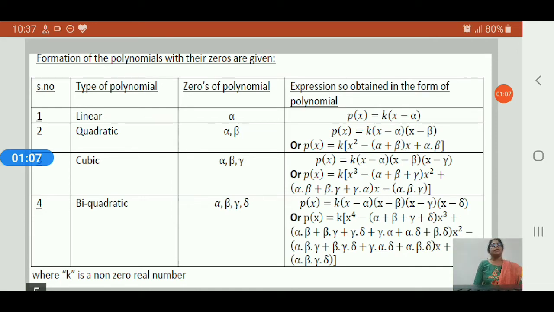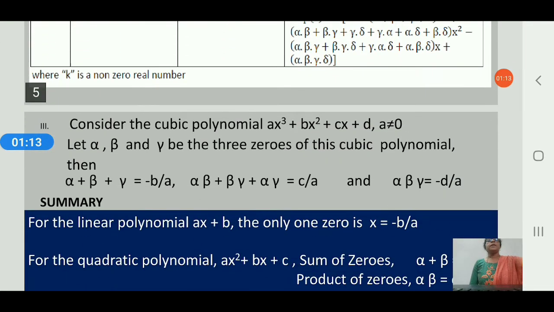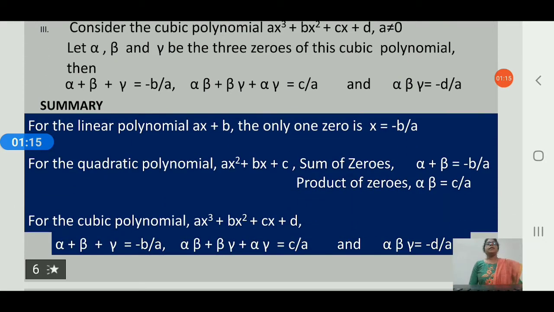minus alpha beta gamma. By equating, for the cubic polynomial ax cube plus bx square plus cx plus d, we get alpha plus beta plus gamma is equal to negative b by a. Then alpha beta plus beta gamma plus alpha gamma is equal to c by a, and alpha into beta into gamma is equal to negative d by a.